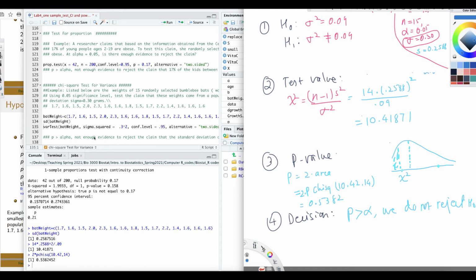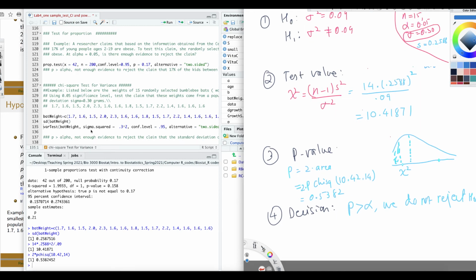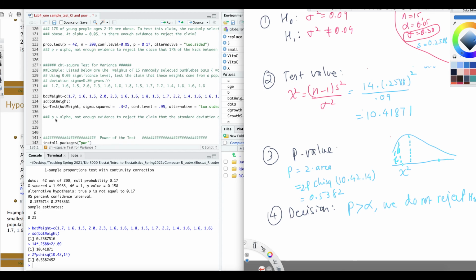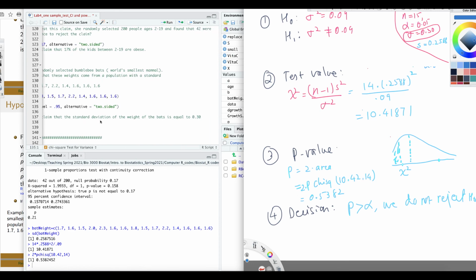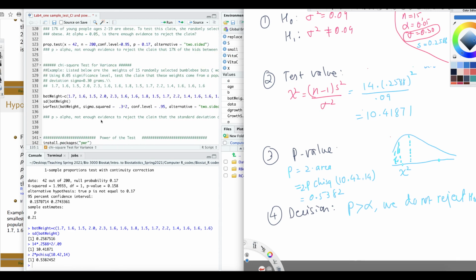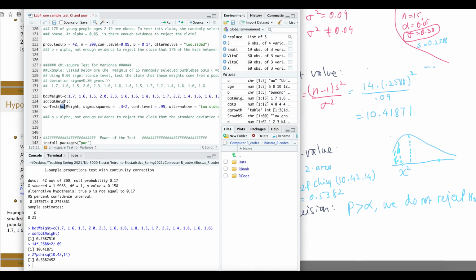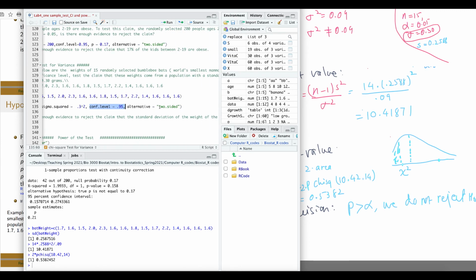By the way, this is how you do that, right? And what will be the conclusion? I have done it here in R. Since P is greater than alpha, there is not enough evidence to reject the claim that the standard deviation of the weight of the bat is equal to 0.30. Okay, so I have done the var.test. This is the data set, bat weight, and sigma squared is the variance, 0.3 squared. And then the confidence level is 0.95, and the alternative is two-sided.